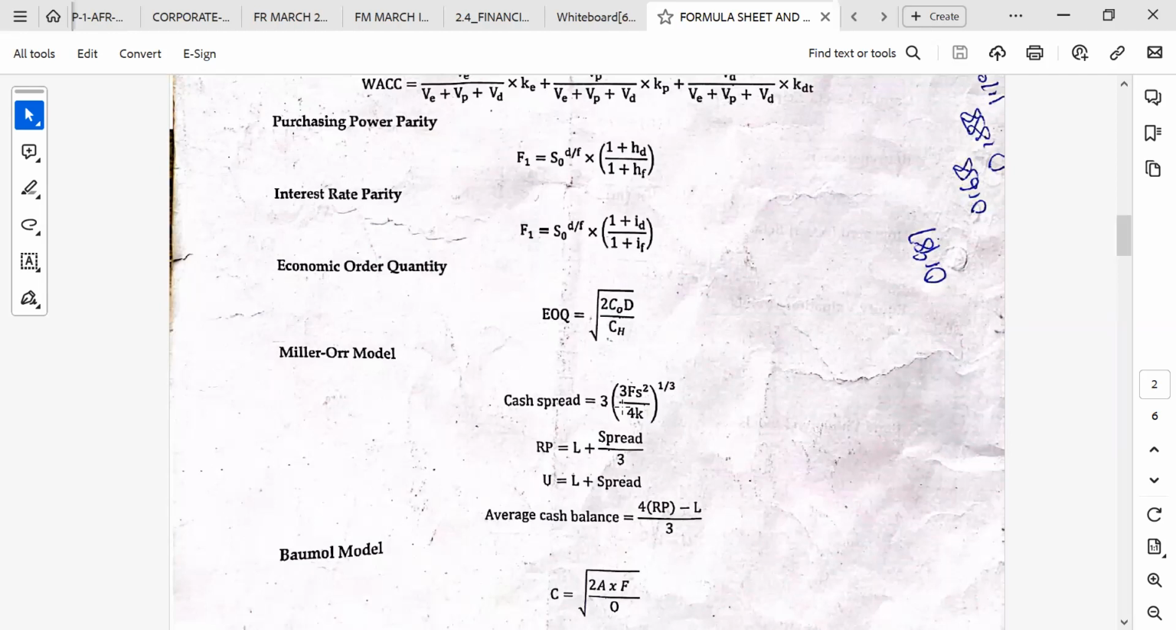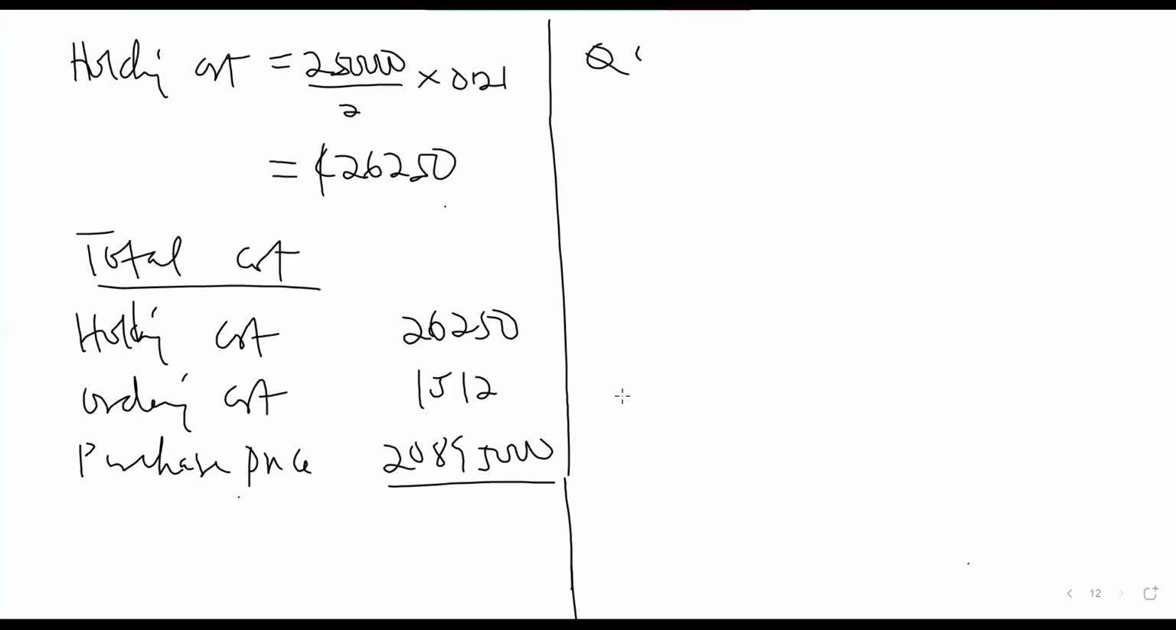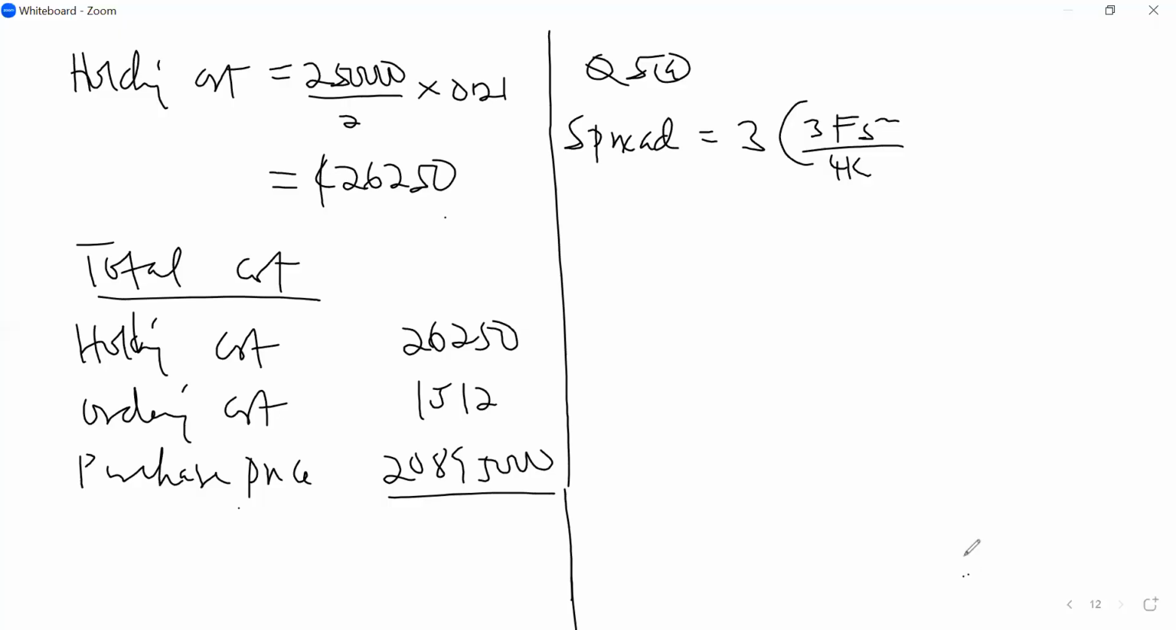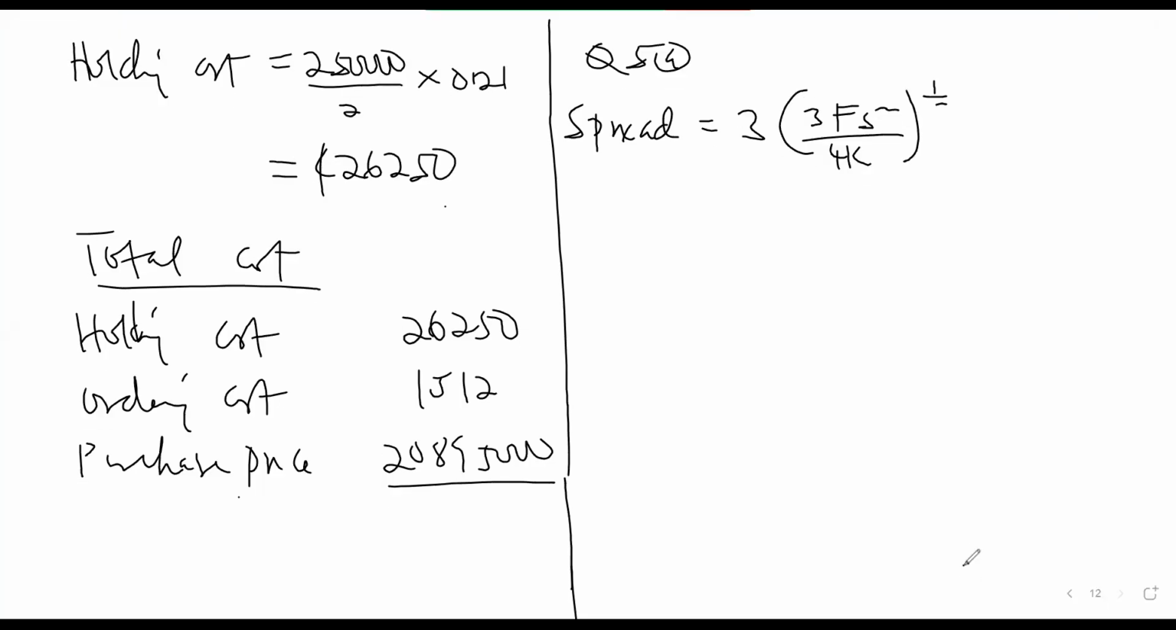Okay, on the formula sheet, question 5A. On the formula sheet, our spread is calculated as 3 multiplied by 3F s squared over 4K. The 4K, the K, should be the interest. So that should be the interest. Okay, all exponent 1 over 3.